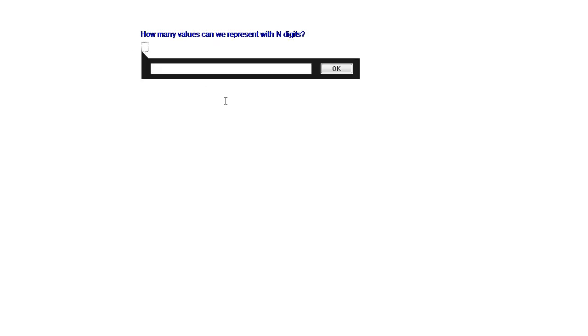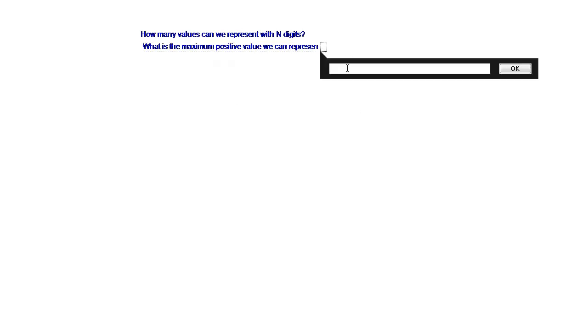How many values can we represent with n digits? I'm going to say n because it could be two digits, it could be six, which I think I had on my test, it could be 13, it could be any arbitrary number of digits. So how many values can we represent with n digits? And then the second question is, what is the maximum positive value we can represent with n digits? Okay? So those are the two questions we want to answer.